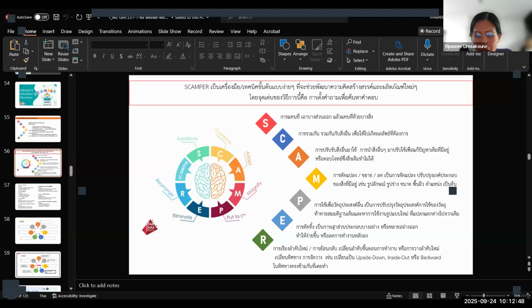Eliminate, E. Maybe some part of the product is not necessary, but again, before you eliminate anything, you need to make sure it is still going to work. Keep this in mind, okay? When you decide, you need to ask: if I eliminate this, will it still work? Okay. Rearrange.